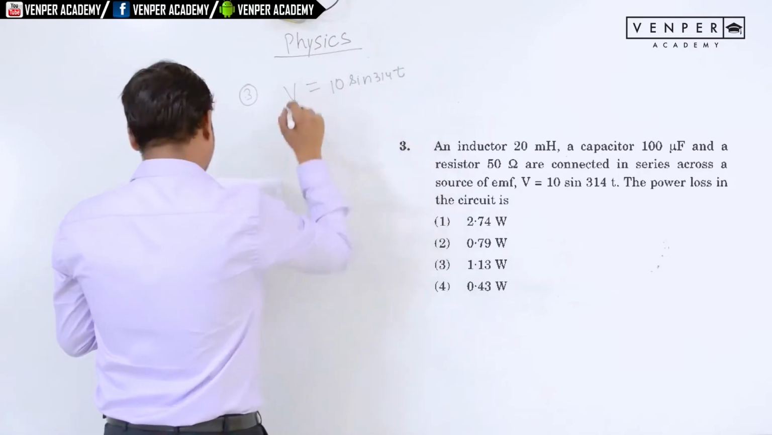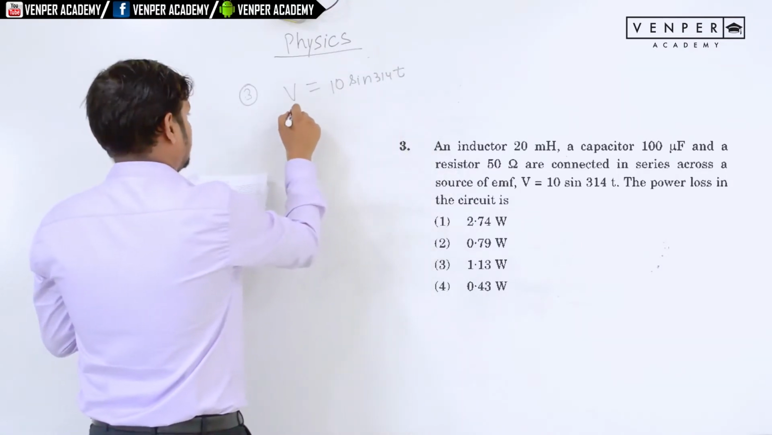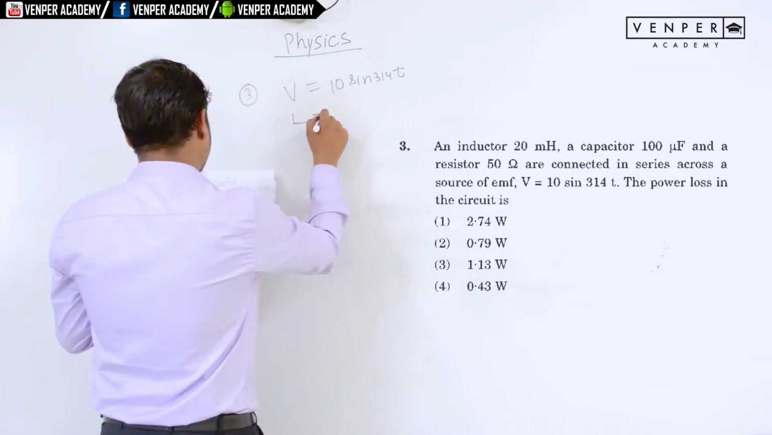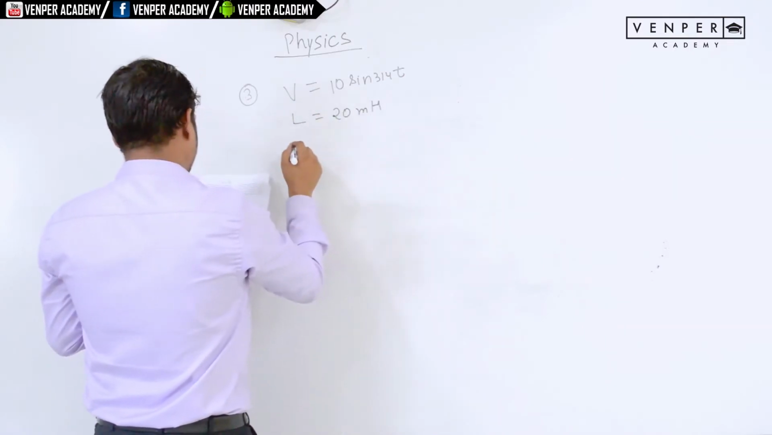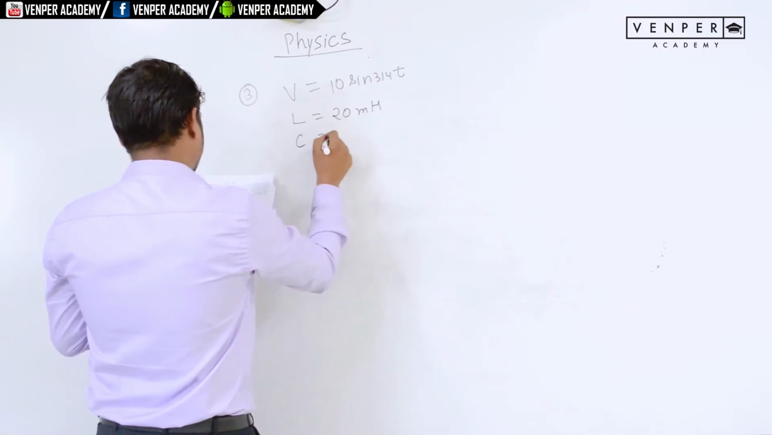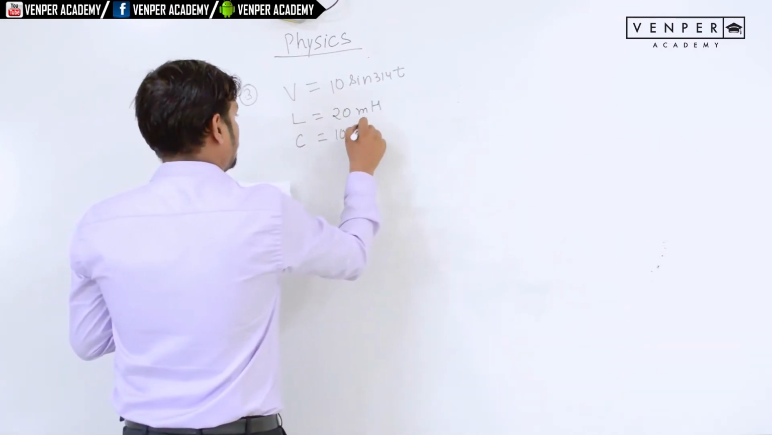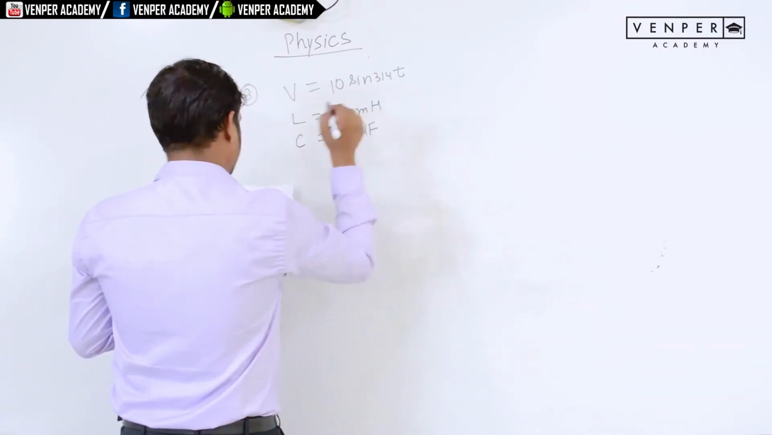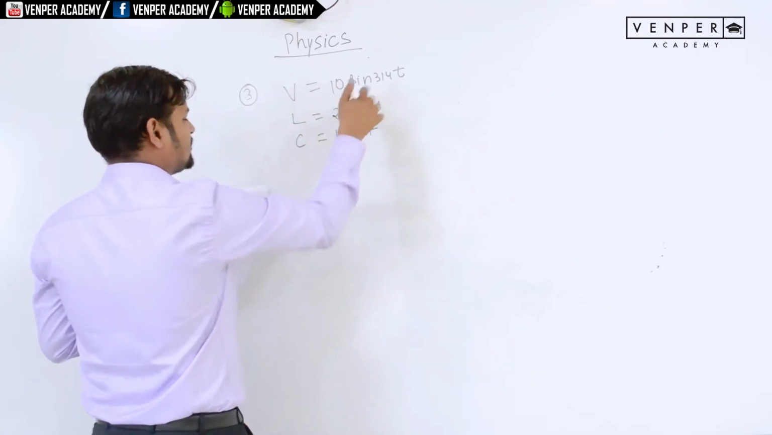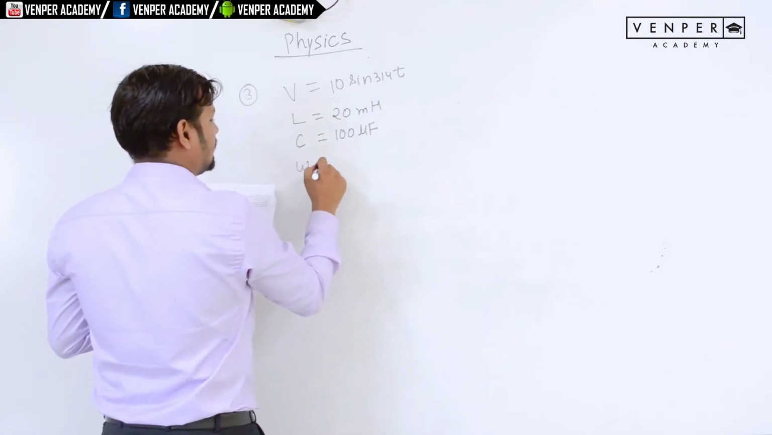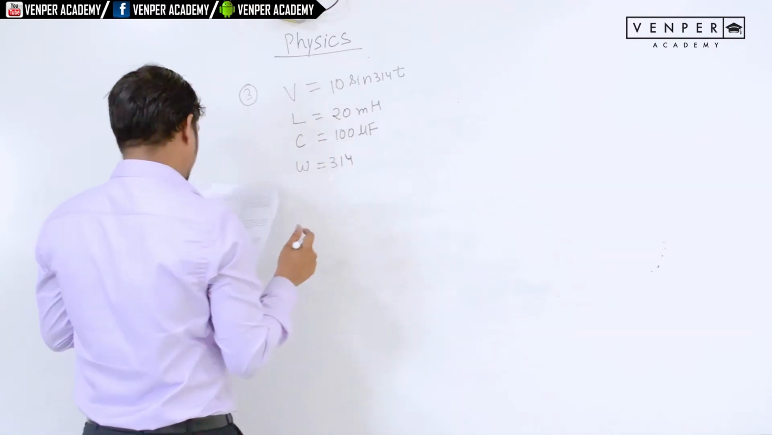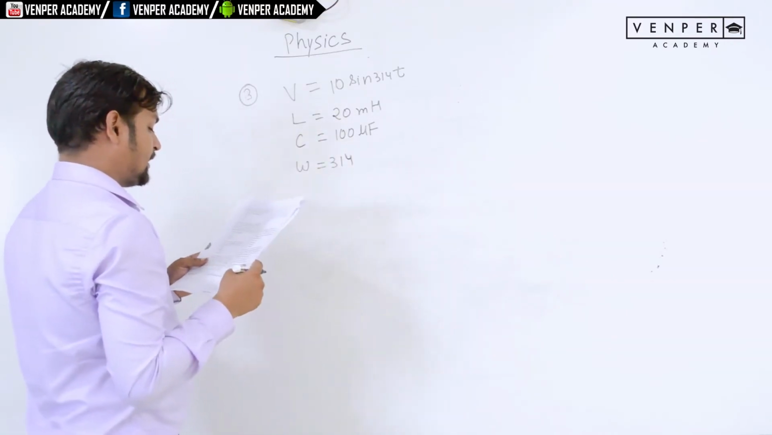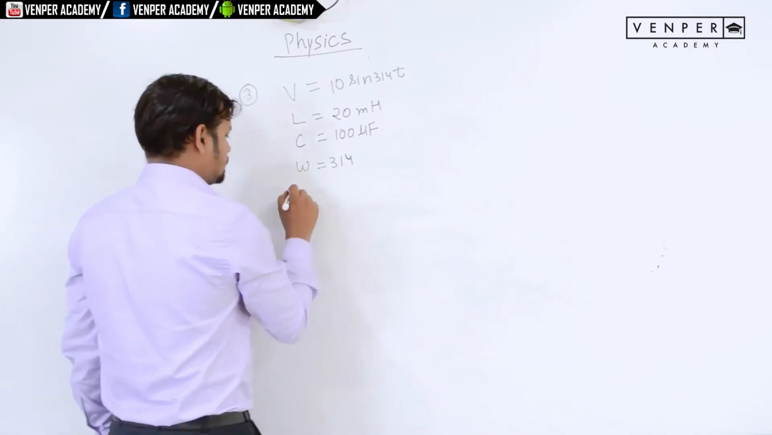314t. Here the inductance is given as 20 millihenry, capacitance is given as 100 microfarad. From here you can say that omega, the angular frequency, is 314. Now you have to calculate the power loss.